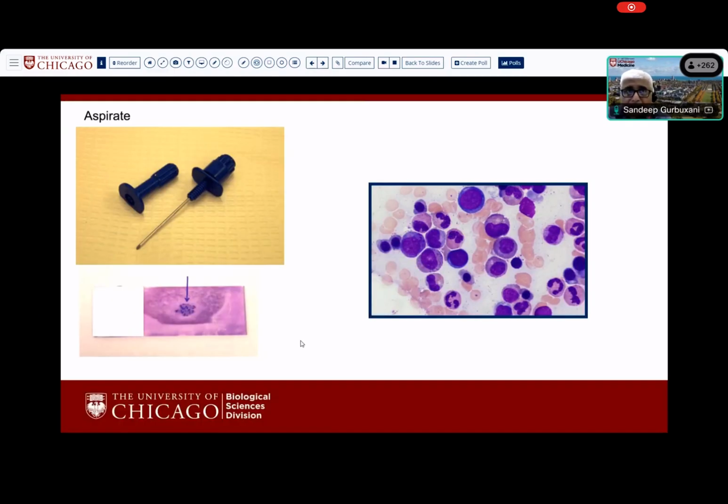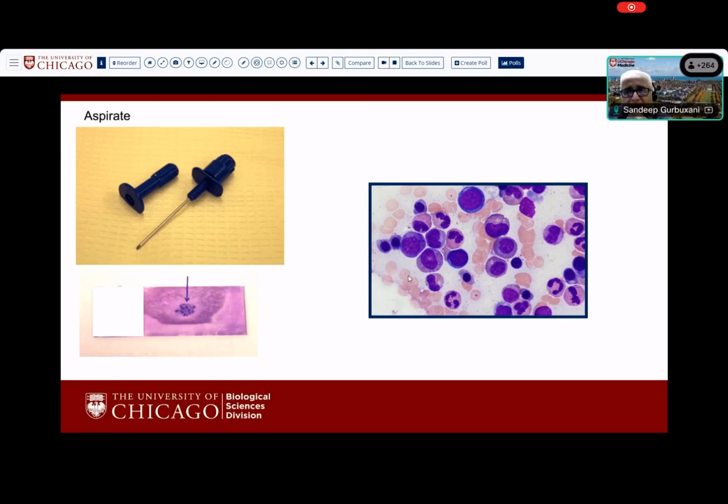What does an aspirate look like? It's a very similar needle, and the difference is that instead of taking out a core of bone, you put a syringe over here and you aspirate out, you pull out with the syringe the bone marrow, and then you make a smear on a glass slide that looks like this. And unlike the core biopsy, this is stained by a Romanowsky stain, such as Giemsa or Wright-Giemsa, and this is what the distribution of cells looks like on a well-spread smear.